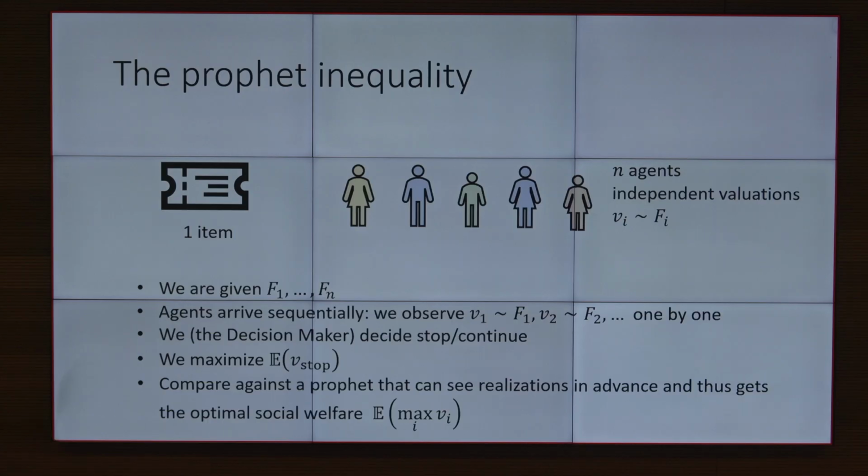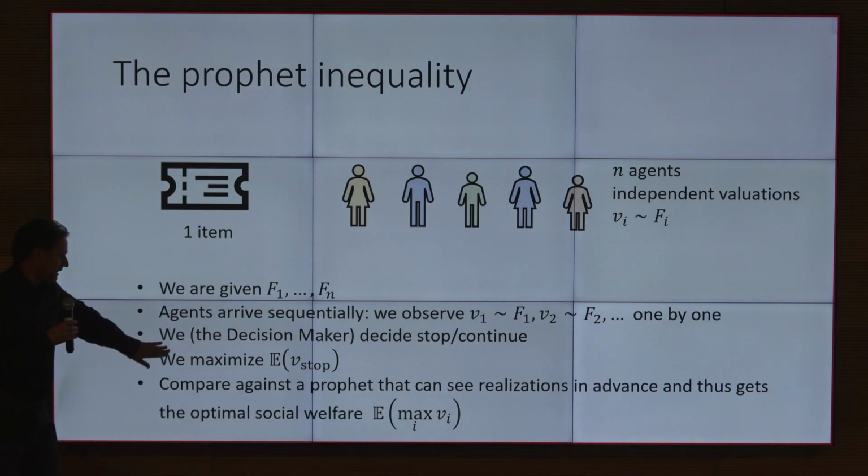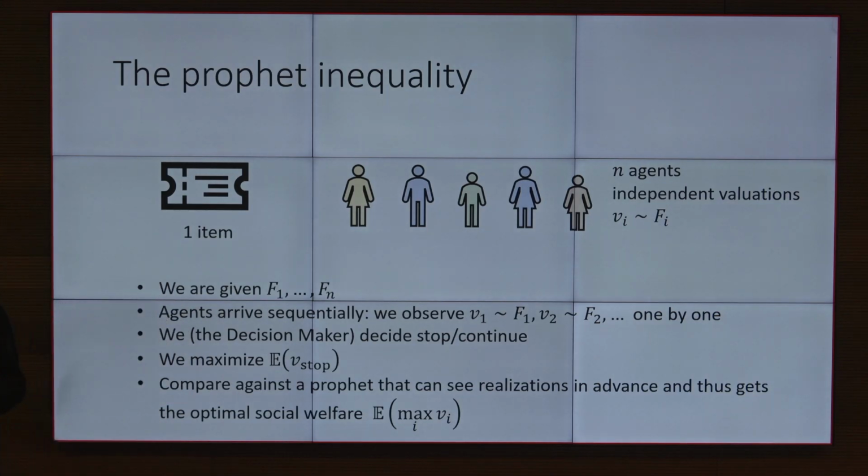And the special thing about it is that instead of just solving this problem, which might be interesting or not, I don't know, what we want is to understand what is the loss that we have because of the fact that we have to work online. So basically, we want to compare our solution, the expected value of our allocation, against a prophet. And what does the prophet do? This is where the term prophet inequality comes from.